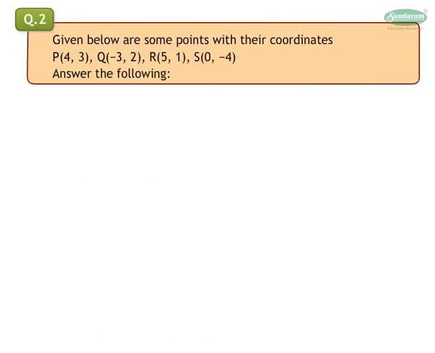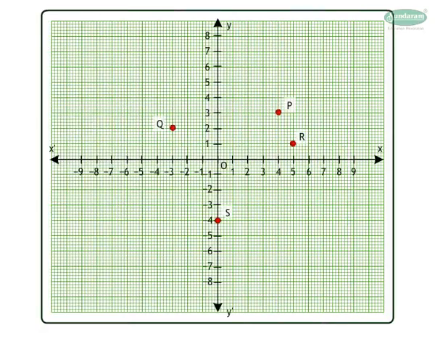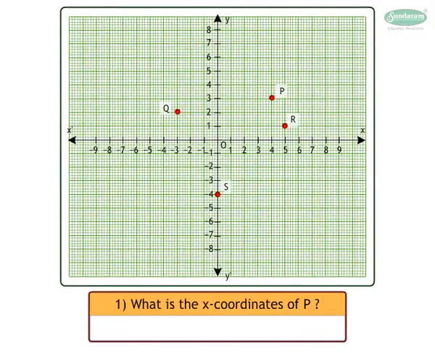Question 2. Given below are some points with their coordinates. P, whose coordinates are (4, 3). Q, whose coordinates are (-3, 2). R, whose coordinates are (5, 1). S, whose coordinates are (0, -4). We have to answer the following. 1. What is the x-coordinate of P? The x-coordinate of P is 4.